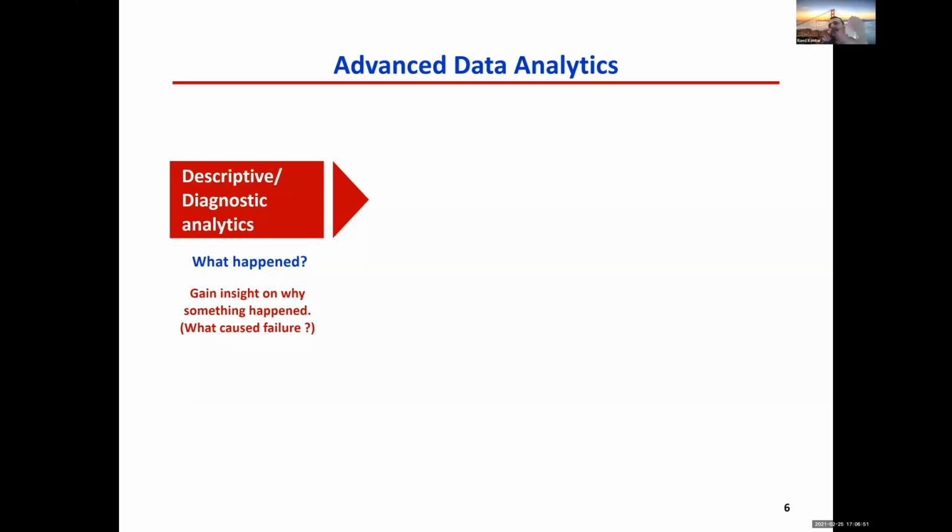So what are the key steps in such data analytics? The first step is a descriptive analytics step, where we are trying to answer the question, what happened? For example, if we are monitoring data from a car or from a patient and something went wrong, we want to ask what failed. And we want to try to gain some insight or inference on what caused this failure.